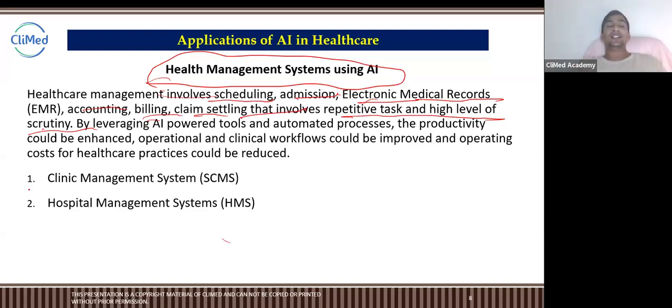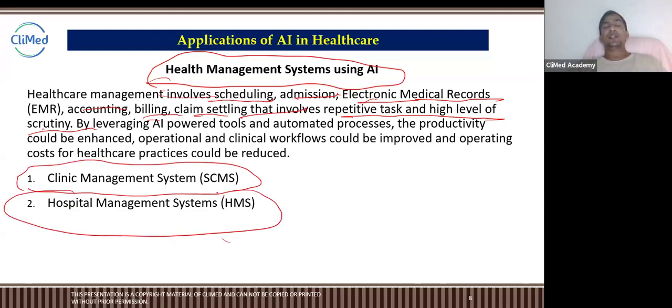So there are two domains. One is the clinical management system, CMS, and one is the hospital management system. Can someone tell me a little difference between the clinical management system and the hospital management system? Yes, guys. Tell me what is the clinical management system and what is the hospital management system. Okay, let me tell you. The clinical management system is a part of the hospital management system only.